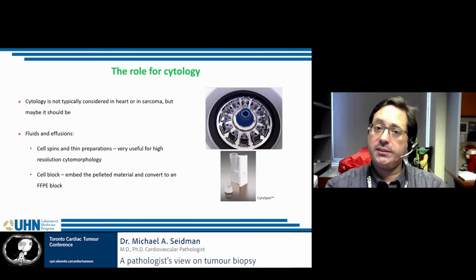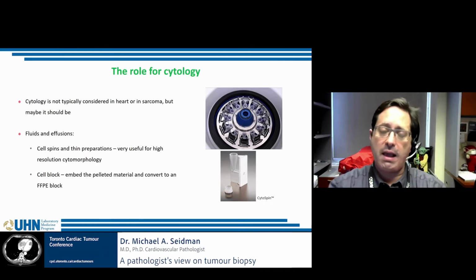So I thought I should talk about cytology because it's not very common in heart or in soft tissue tumors. So it's very common in carcinomas. The lung folks use this rather frequently through endobronchial ultrasound guided fine needle aspirates. It's used in a lot of hematologic malignancies. And the question really comes up is, could it be useful in cardiovascular tumors?